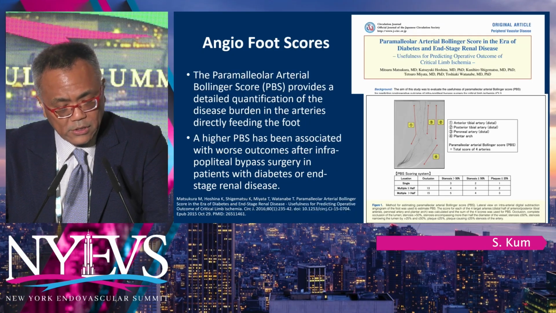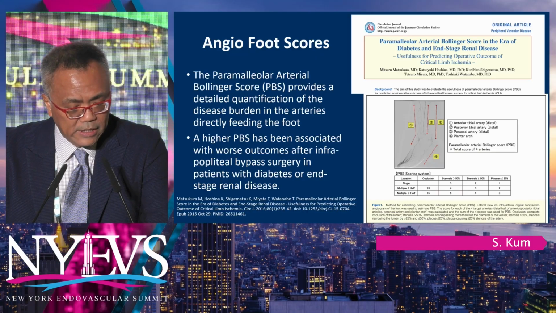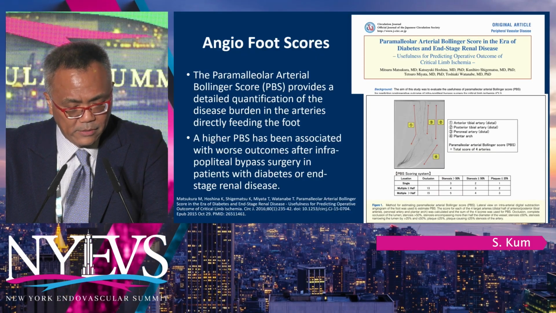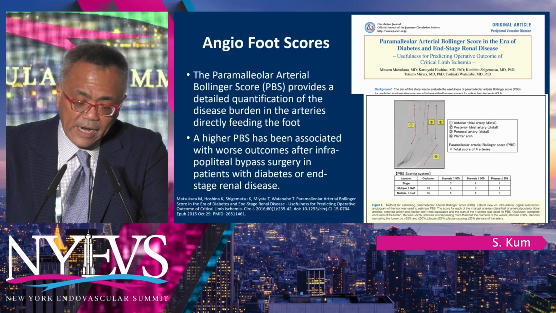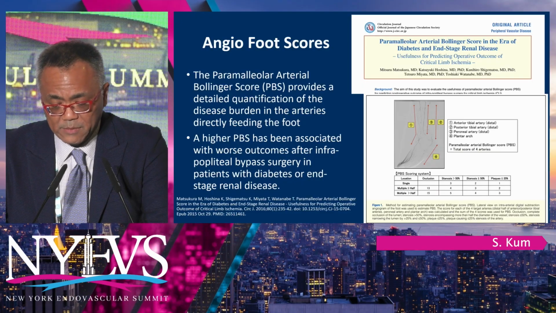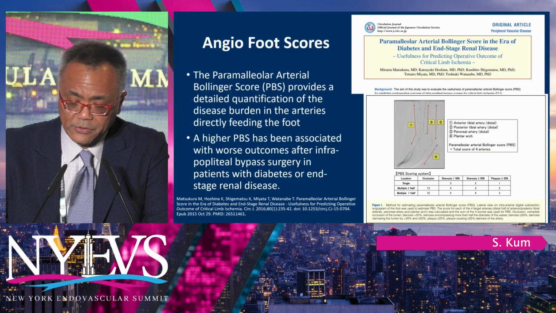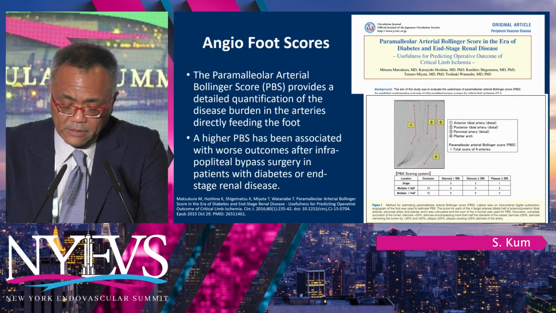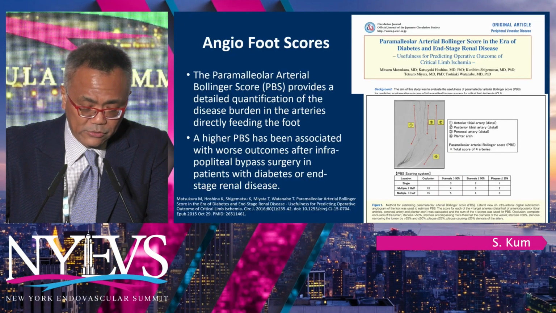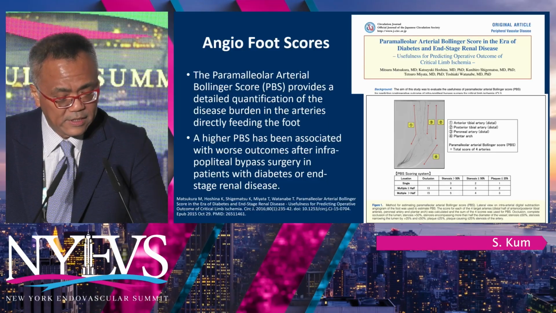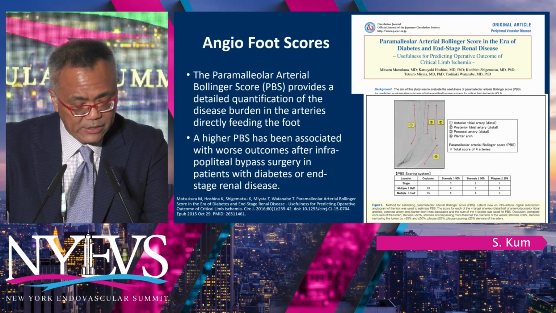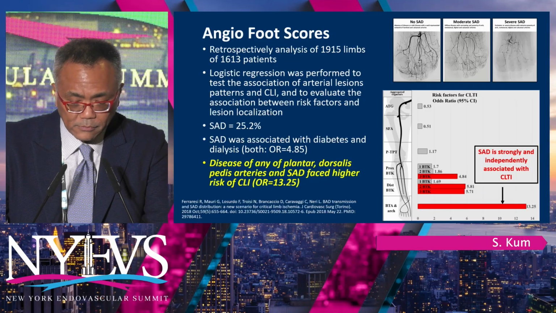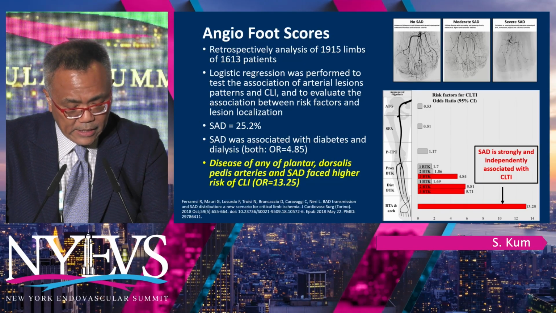Some other foot scores were available. The paramalleolar arterial Bollinger score, a little bit of a mouthful, but PBS for short, provides an idea of not just distal vessel disease, but also distal anterior tibial, posterior tibial, and peroneal vessels. And with that, the score was associated with a worse outcome after infrapopliteal bypass surgery in patients with diabetes or end-stage renal disease.